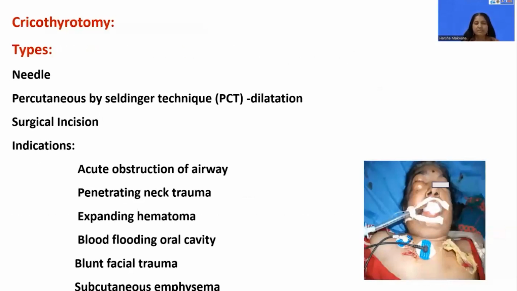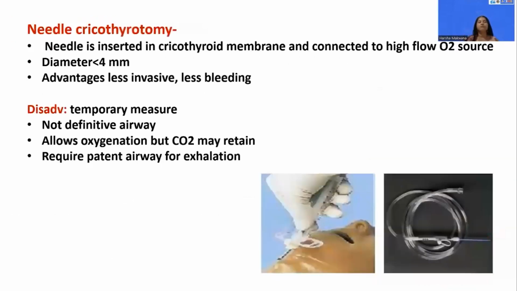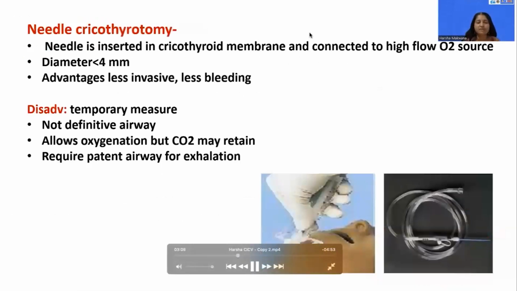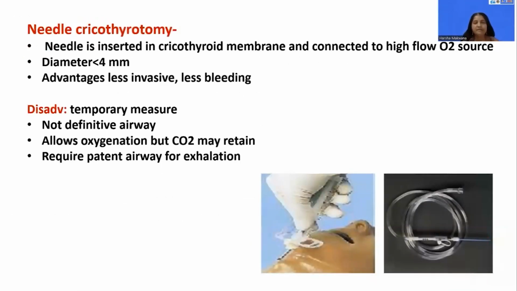So what are the indications of cricothyroidotomy? Acute obstruction of the airway, penetrating neck trauma, expanding hematoma, blood flooding in the oral cavity, blood vessel trauma, subcutaneous emphysema. So how is needle cricothyroidotomy done? Here the needle is injected in the cricothyroid membrane and it is connected to a high flow oxygen source. Here the diameter is less than 4 mm.